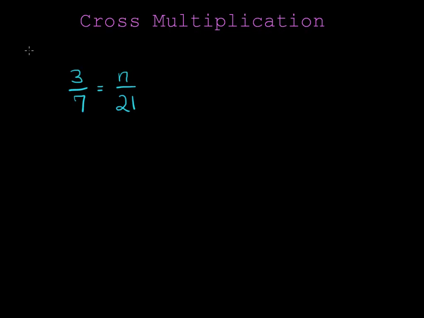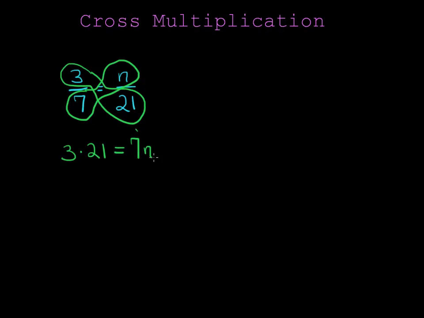Now, if we cross multiply, we can draw circles to help us remember which pairs of numbers we need to multiply. 3 times 21 goes on one side, and we set that equal to 7 times n on the other side, which we'll write as 7n. Now, 3 times 21 is 63, and we bring down the equals 7n. So we have a simple one-step equation, and I can solve for n by dividing both sides by 7. When I divide both sides by 7, these 7's cancel, and I'm left with n is equal to 9.